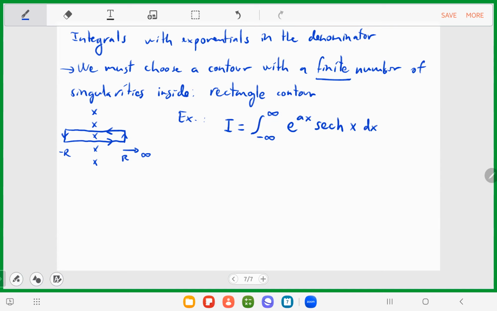Now, where is the exponential? Okay, there is an exponential here that is not in the denominator. This is in the numerator, but the hyperbolic secant, remember, is 1 divided by the hyperbolic cosine. So this is 1 divided by a sum of exponentials. Now, actually, this integral is not going to converge unless, and I'm not going to prove that, I assume that a is a real number between -1 and 1. It has an absolute value less than 1.